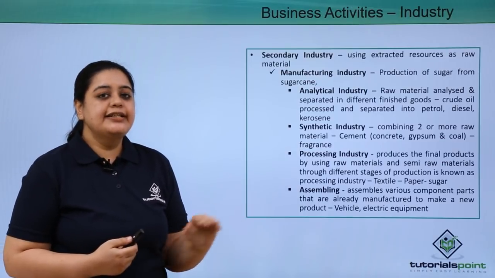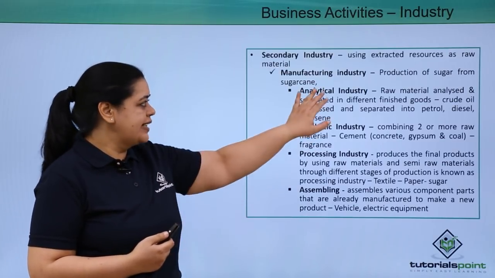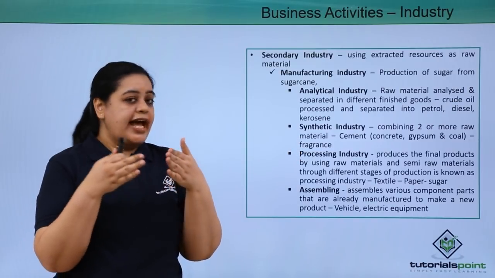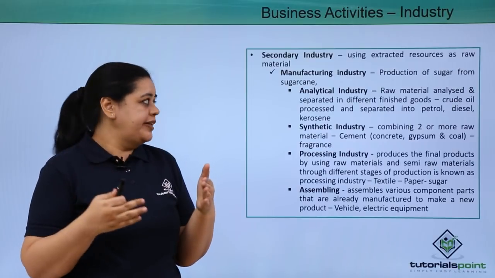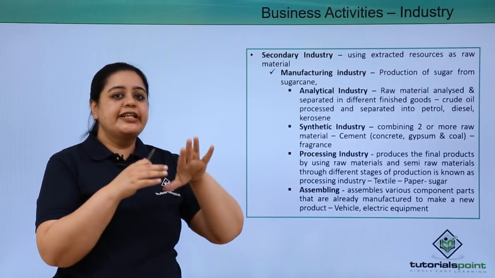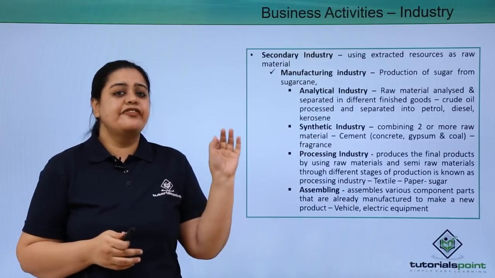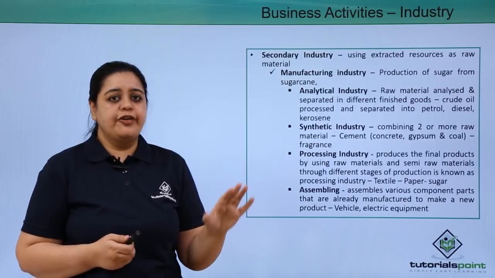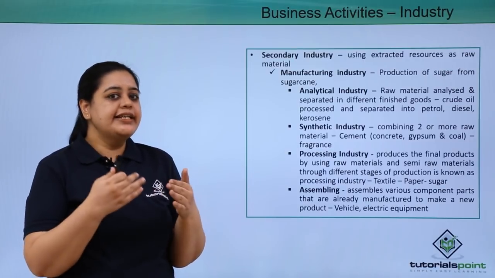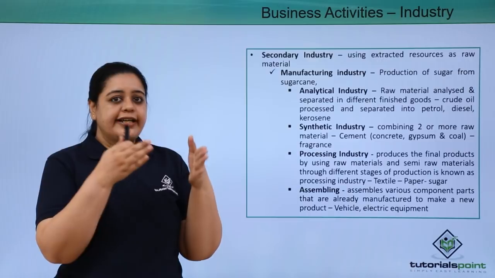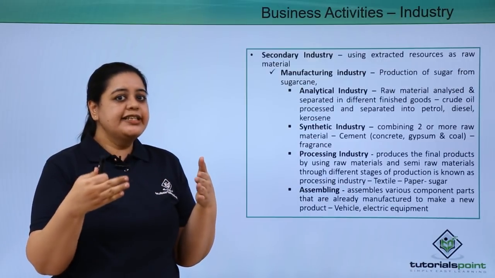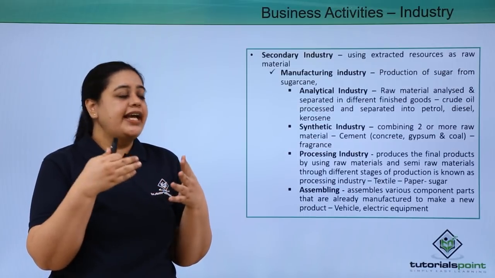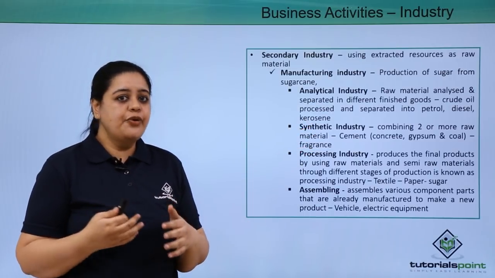Let's understand all of them one by one. What is analytical? Here the raw materials are analyzed and then they get separated into different finished goods. The best example of analytical industry is crude oil. When you extract the crude oil, you process it, and it gets bifurcated into petrol, then into diesel, and then finally into kerosene and coal.